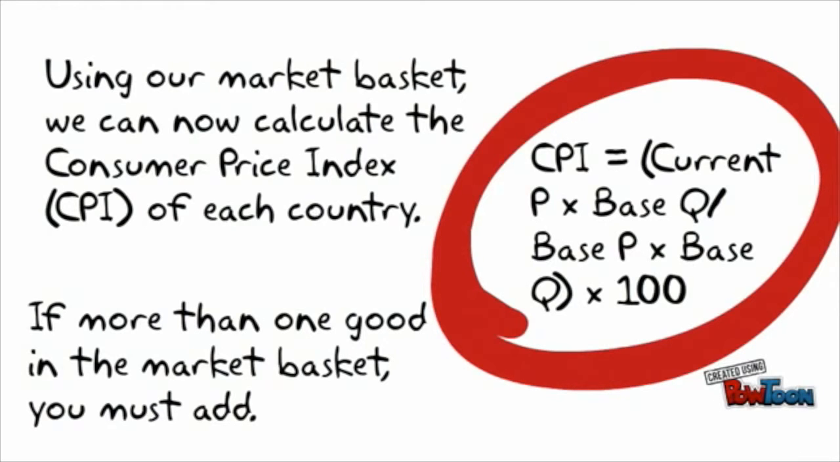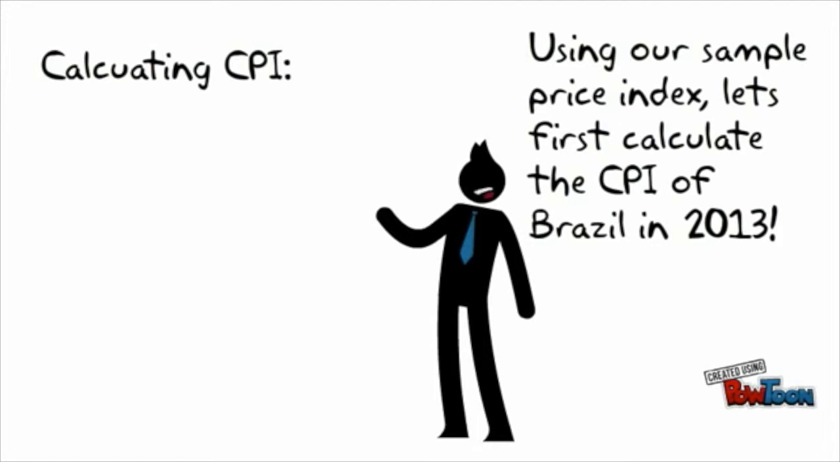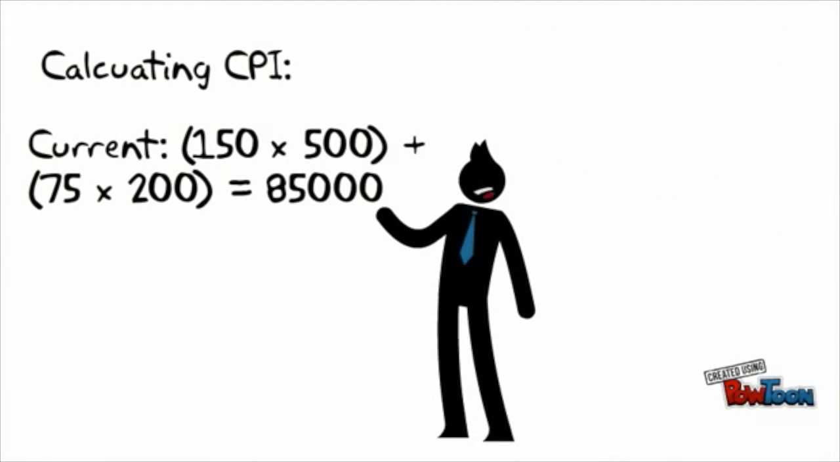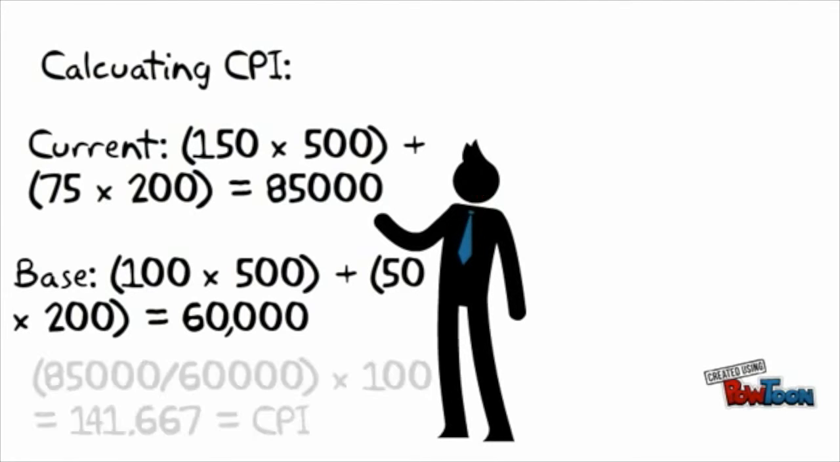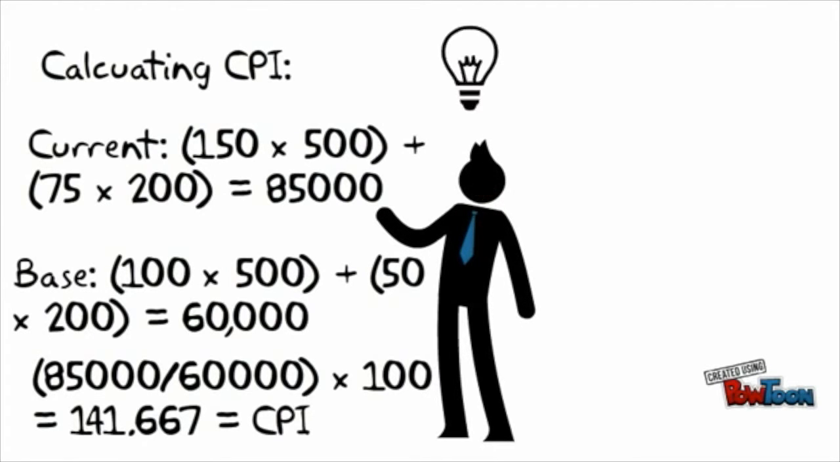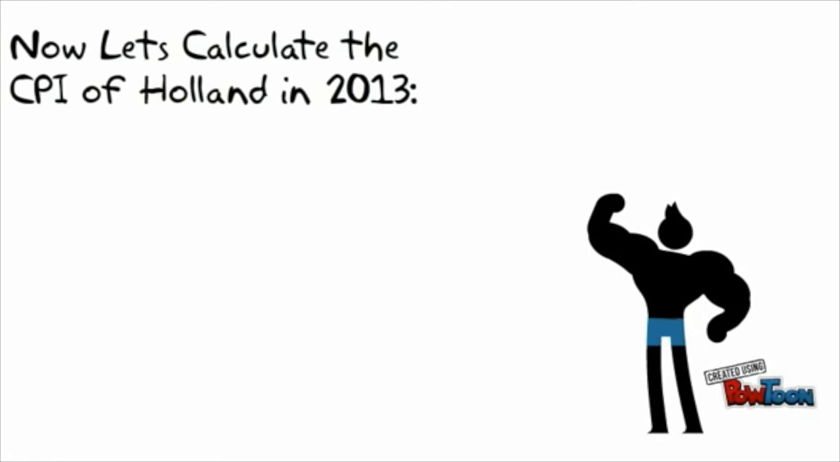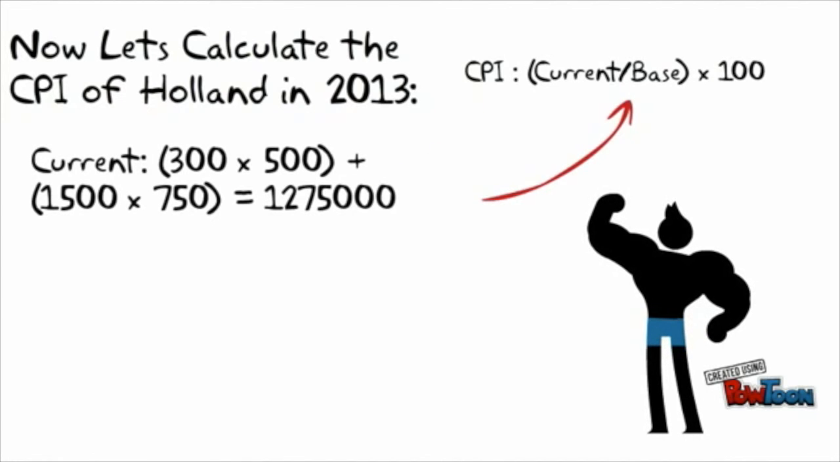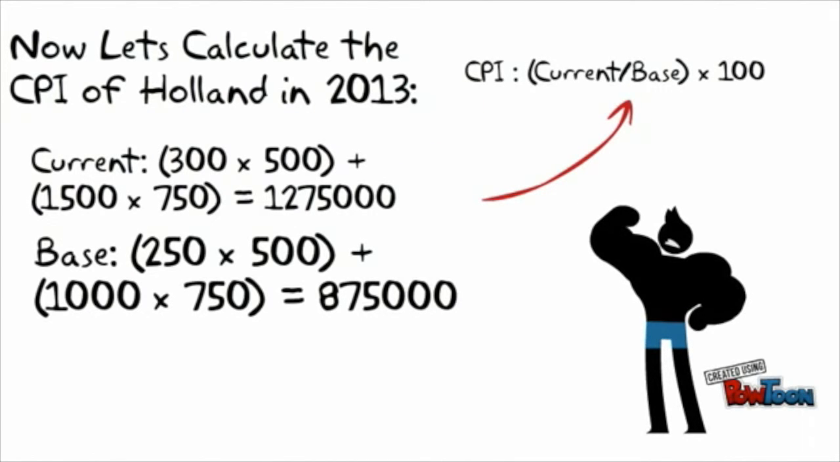CPI is equal to current price times base quantity divided by base price times base quantity, all multiplied by 100. It's a really important formula. For example, let's calculate the CPI of Brazil in 2013. Multiply the current price times base quantity, divided by base price times base quantity, multiplied by 100, and we got our CPI. Now let's calculate CPI for Holland.